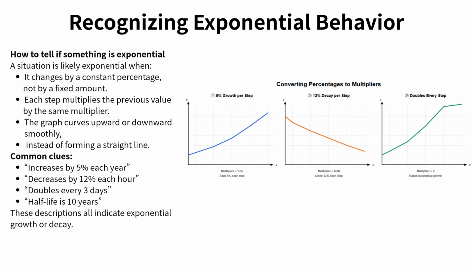On the right side of the slide, you can see 3 examples. A 5% increase corresponds to a multiplier of 1.05, which produces gradual growth. A 12% decrease has a multiplier of 0.88, so the value shrinks a little at each step. And when something doubles every step, the multiplier becomes 2, producing rapid exponential growth. Whenever you see a description that involves percentage change or repeated multiplication, you're looking at exponential behavior.